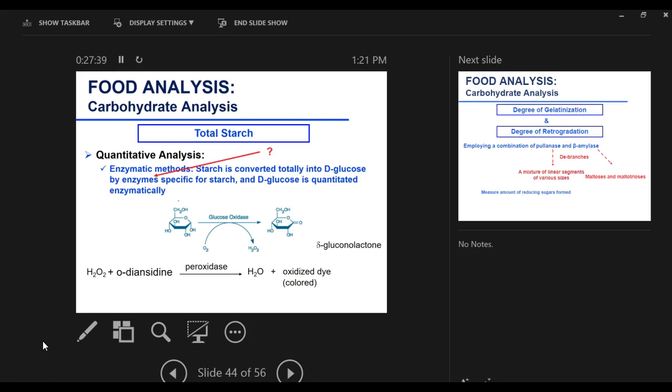That's what you measure, but we need peroxidase to initiate this reaction. Okay? So now these are the coupled enzymatic reactions that would give us a measurement. We will calculate total glucose and convert that to the amount of total sugar, total starch.